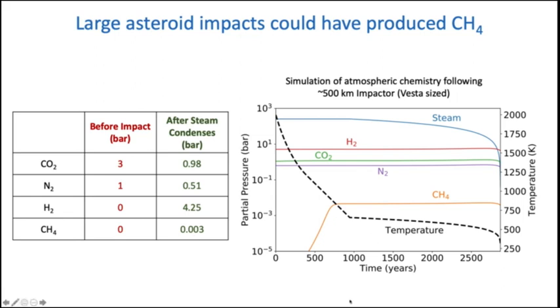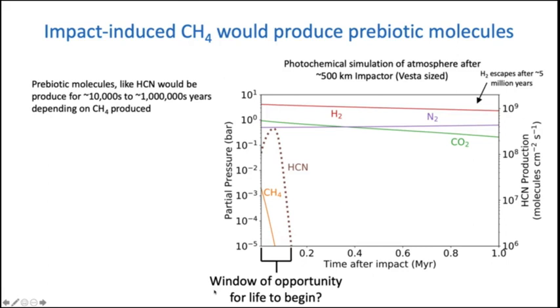This is just one model. Different sized impacts with different initial atmospheres will make more or less methane, but in the biggest impacts, potentially a few bars of methane could be made. The atmosphere produced by a big impact would then evolve photochemically.